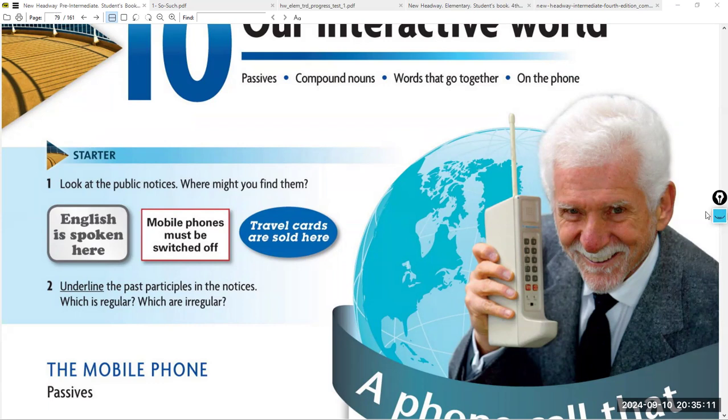Okay. Now the question is, underline the past participle in the notices that we have here. Where are the past participles? And we have to decide if they are regular or maybe irregular. What do you think? Where is the past participle or the verb 3 in the first example? Who could tell me?